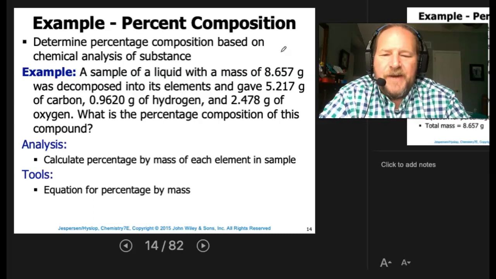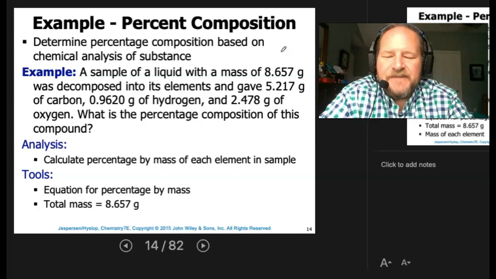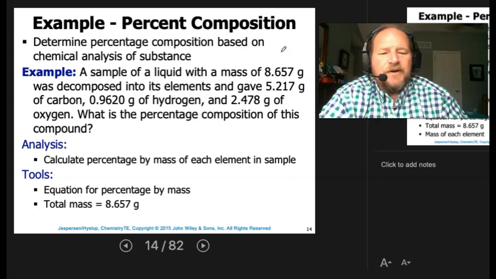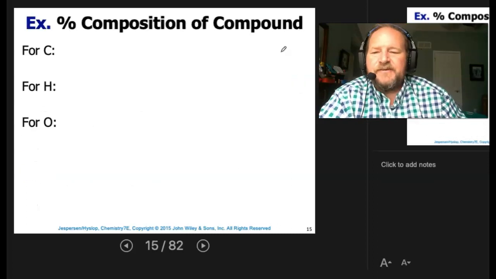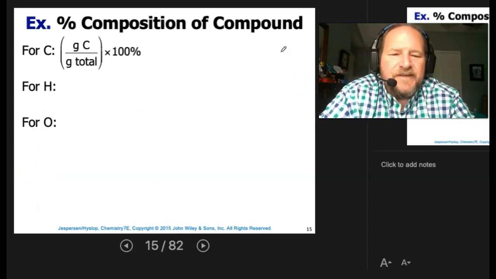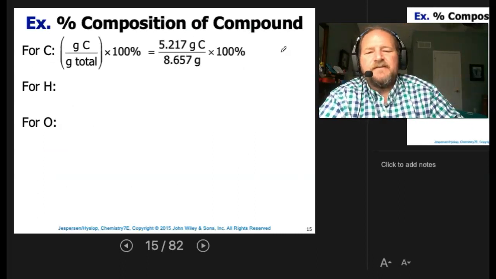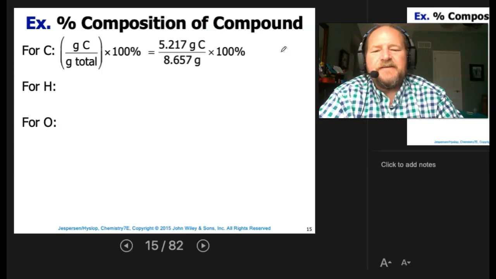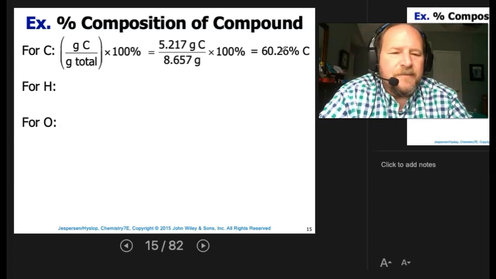We know the total mass. We are told the mass of the liquid was 8.657. Now what we're going to do is take the mass of each element and simply do by percentage. So for carbon, we're going to take the grams of carbon divided by that total times 100%. So we're going to take 5.217 divided by the 8.657. That gives us 60% carbon.